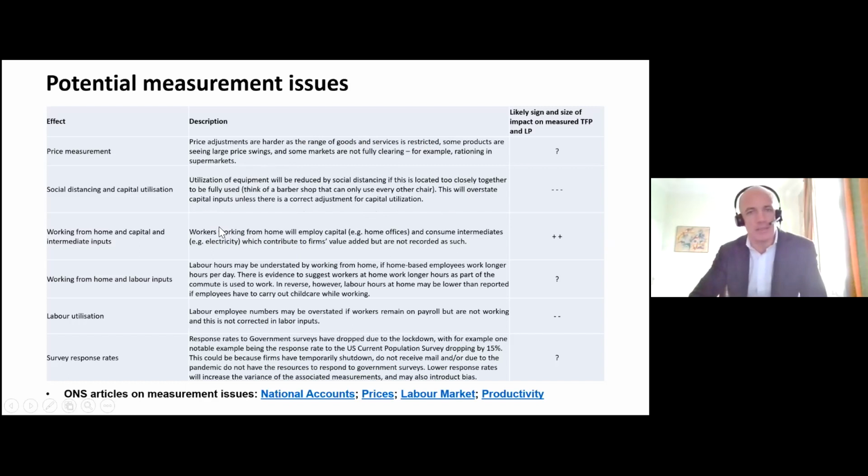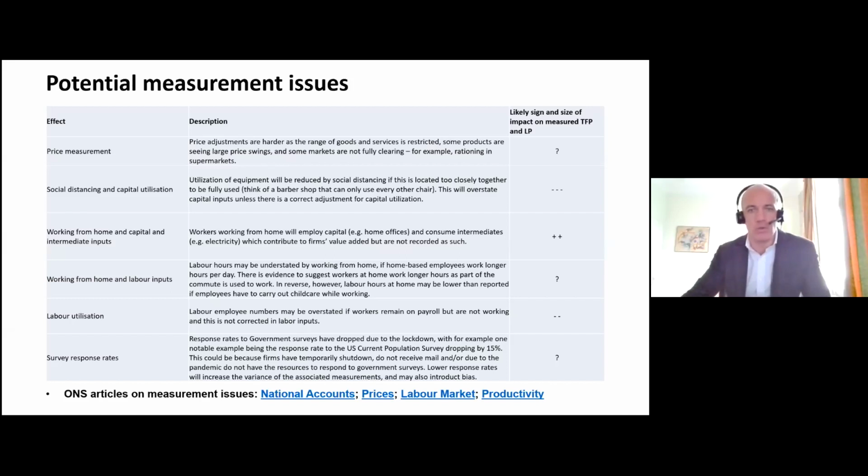On the other hand, there's this effect from working from home. We think that workers working from home employ capital. The laptop that I'm talking to you from now is my home laptop, but I'm producing market sector goods with it. So I'm using my own capital to produce somebody else's value added, and we're under recording capital inputs. And then also the intermediate inputs: the electricity that's powering this laptop is contributing to the value added of, I guess, Nottingham University, but not being recorded as such. Therefore we're under recording some inputs.